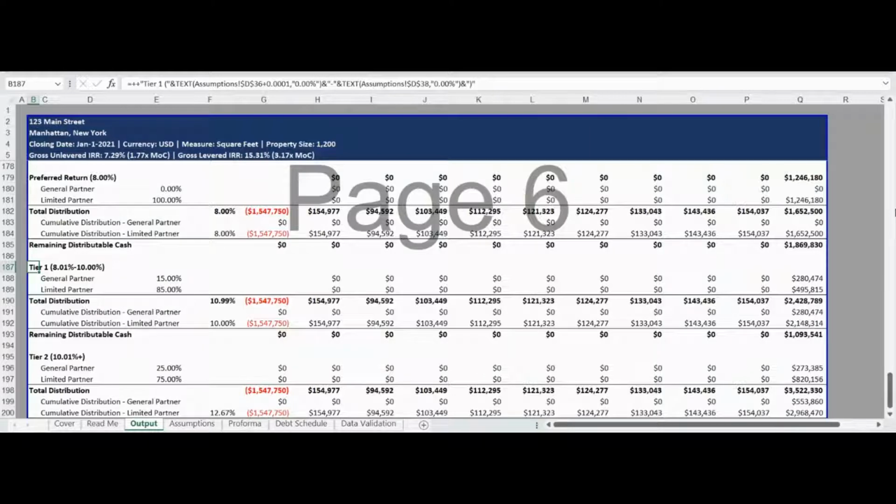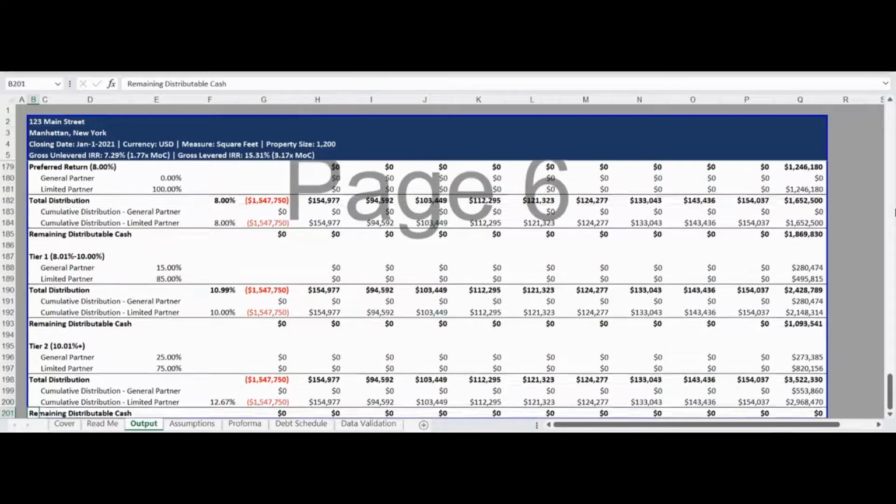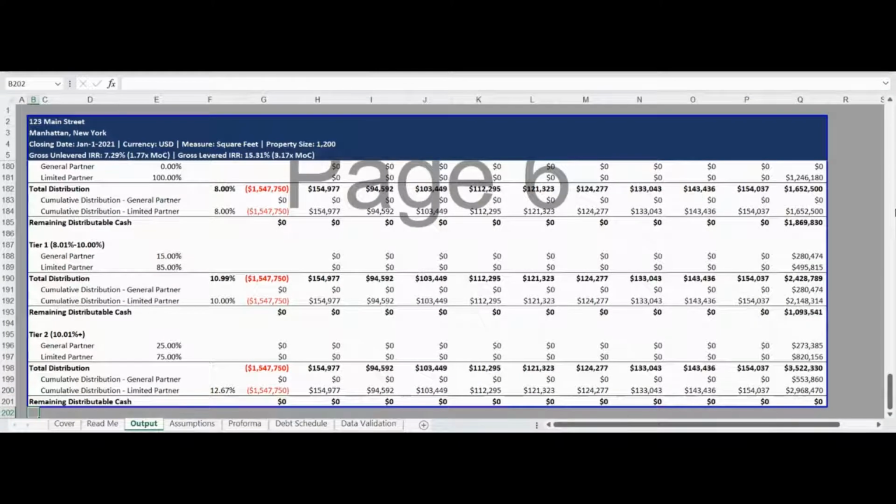The waterfall model is now into the promote section of the returns. The waterfall model is pre-built with a two-tier promote structure. The model walkthrough case study is utilizing a first promote tier that results in the general partner earning 15% of returns between 8 and 10%. The second promote tier results in the general partner earning 25% of returns over 10%.